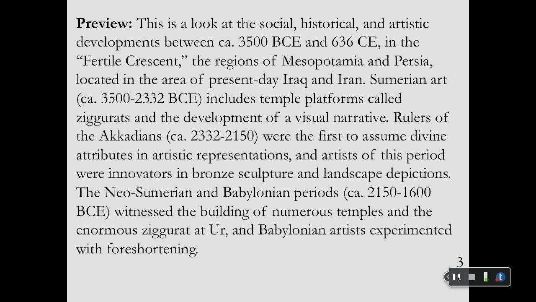This is a look at the social, historical, and artistic developments between 3500 BCE and 636 CE, Common Era, in the Fertile Crescent, the regions of Mesopotamia and Persia, located in the area of present-day Iraq and Iran. Sumerian art around 3500 to 2332 BCE includes temple platforms called ziggurats and the development of a visual narrative.